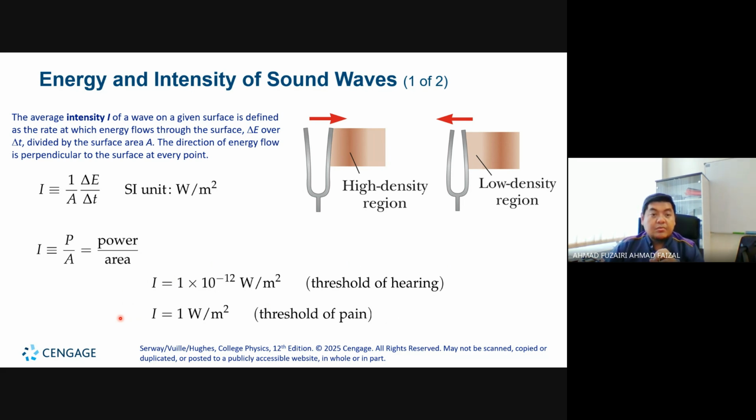For those who want to understand the threshold of hearing and threshold of pain, we can look into the examples afterwards.